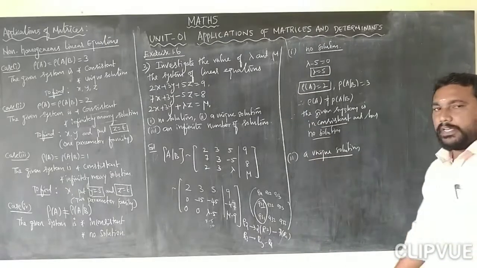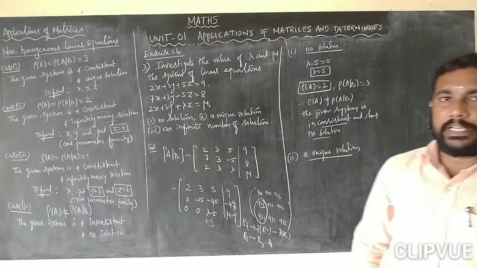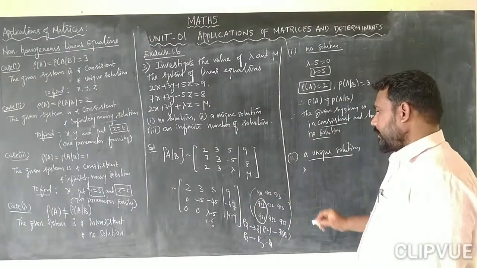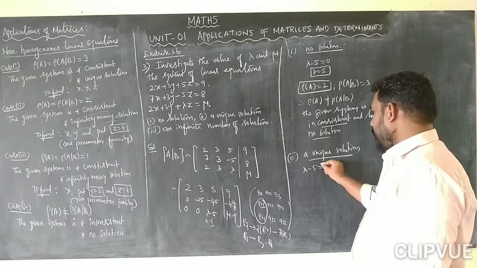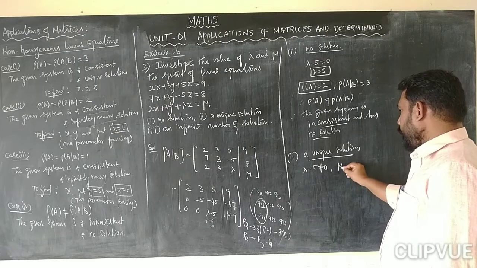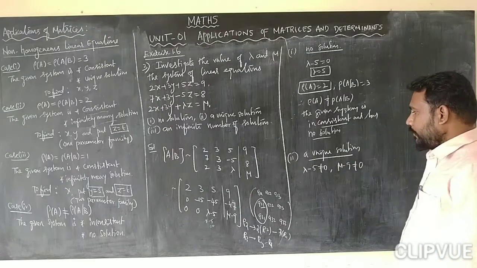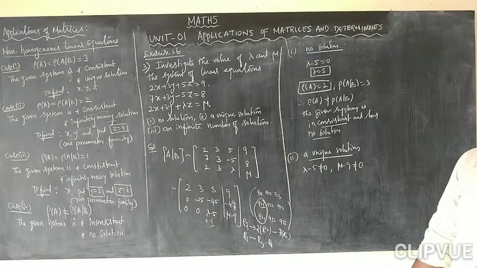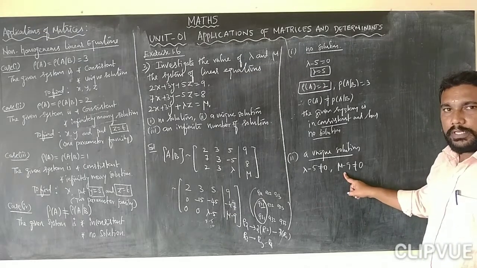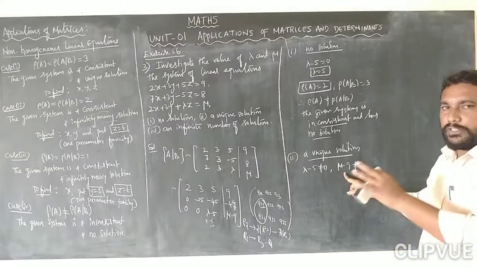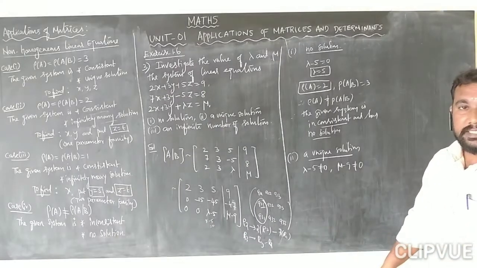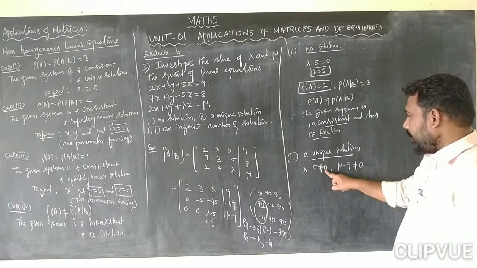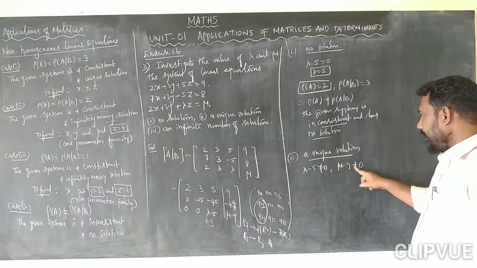Unique solution conditions: P of A equal to P of A difference B equal to 3. Okay. Therefore, lambda minus 5 not equal to 0 and mu minus 9 not equal to 0. Therefore, lambda equal to 6 or 7, lambda equal to minus 4 or minus 3, mu equal to 10, 11, 12, or mu equal to minus 8, minus 7, minus 6. Therefore, lambda minus 5 not equal to 0, mu minus 9 not equal to 0.